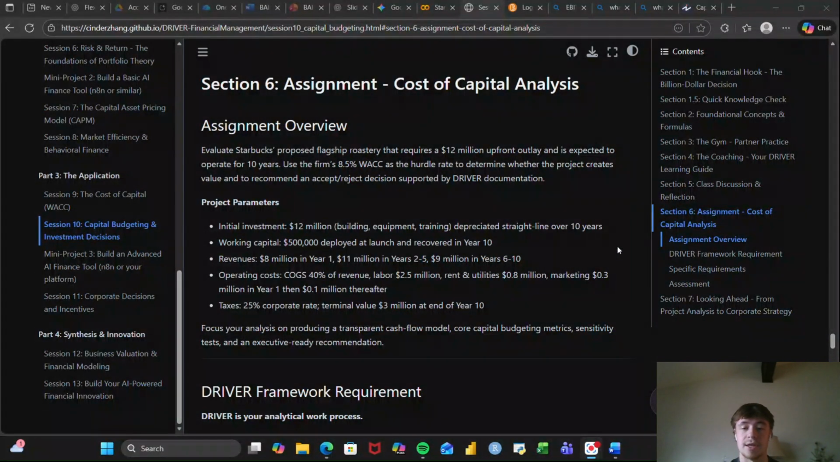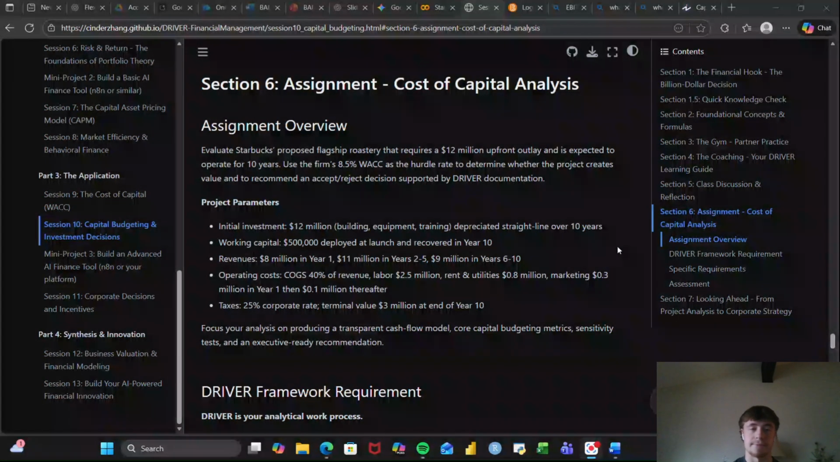Labor is $2.5 million. Rent and utilities is $800,000. Marketing is $300,000 in year 1, and then $100,000 thereafter, so years 2 through 10. And then our taxes, we have a 25% corporate tax rate, and our terminal value is $3 million at the end of year 10.